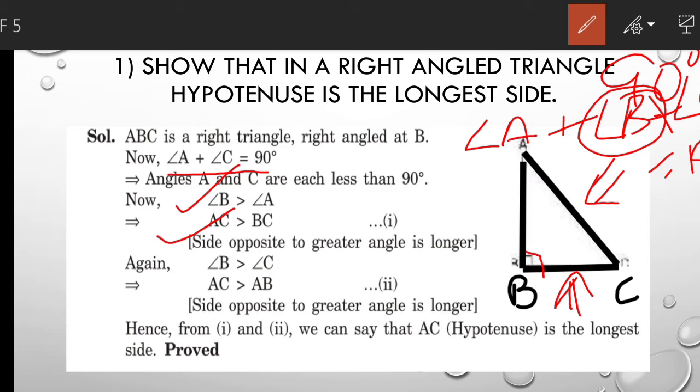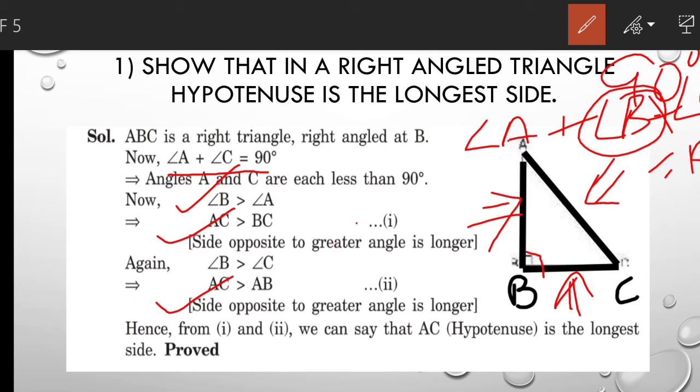Similarly, we can say angle B is greater than angle C, since angle C is less than 90. The opposite side will again be AC, and for angle C it is AB. We follow the same theorem, that the side opposite to the greater angle is longer. So from relation 1 and relation 2, AC, the hypotenuse, is the longest side. Hence it is proved that in a right angle triangle, the hypotenuse is always the longest side.